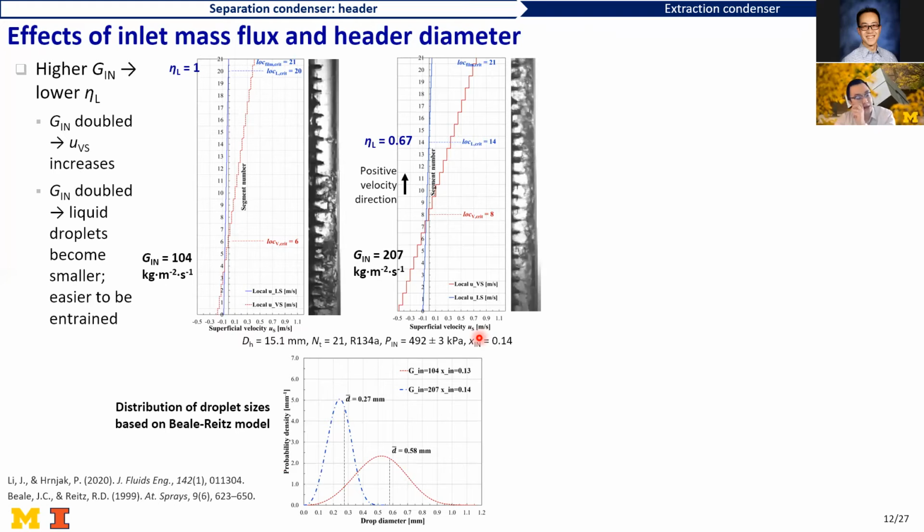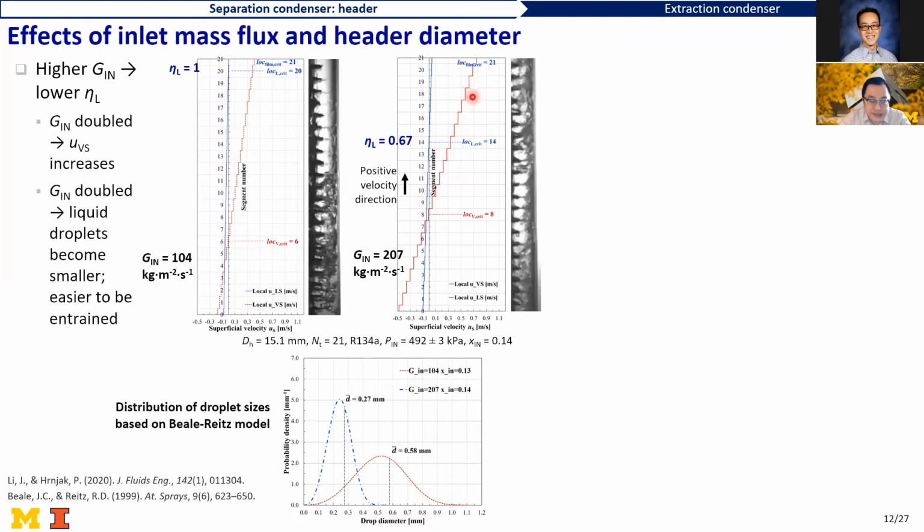So in the following slides, I'm going to show you several different parametric studies, which will include first the inlet mass flux and the header diameter. So here we are comparing, for the same header, when the inlet mass flux becomes doubled, that will essentially double the vapor velocity inside. And here the red denotes the vapor superficial velocity, and the blue in each graph denotes the liquid superficial velocity.